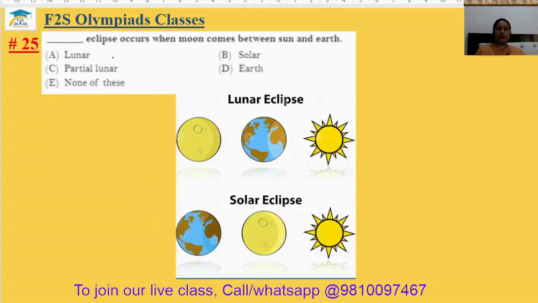Question number 25. Dash eclipse occurs when the moon comes between the sun and the earth. The moon is coming in between the sun and the earth in a solar eclipse. Option B. The 25th answer is option B.